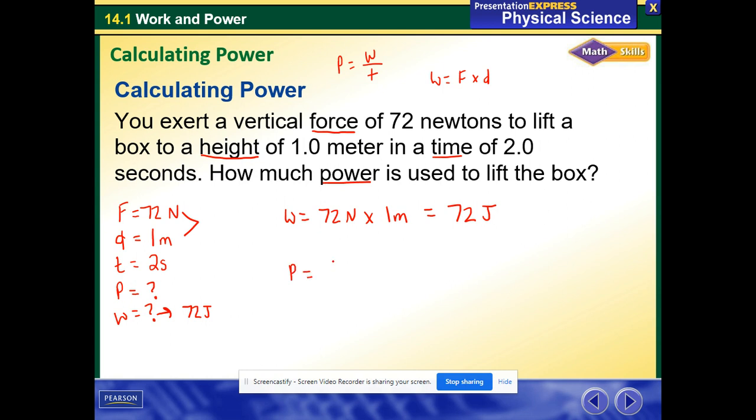Power is going to be equal to work, which is the 72 joules we found, divided by the time, which was 2 seconds. And when you do 72 divided by 2, you should get 36. Don't forget your units. We're using power, so it's 36 watts.